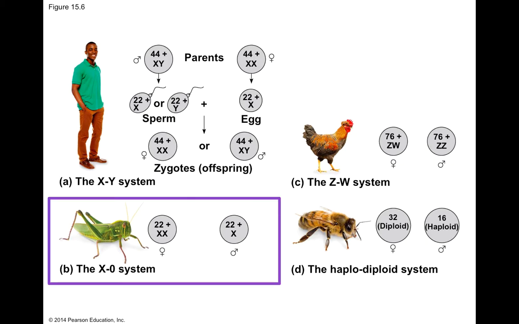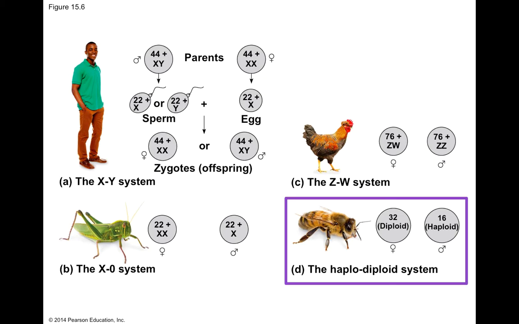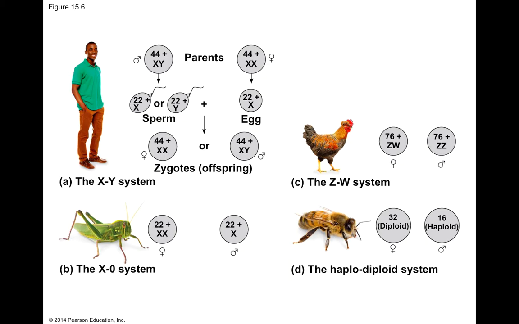There is also an XO system where females are XX and males are XO, a ZW system where females are ZW and males are ZZ, and a haplodiploid system where in bees, unfertilized eggs can develop into males and fertilized eggs develop into females. Pretty much all of the questions I've seen regarding sex-linked traits have focused on the XY system. I just wanted you to know that there are other systems, just in case.